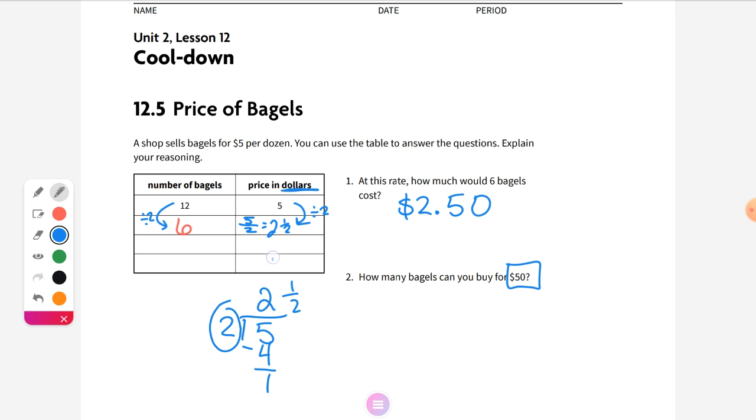So now we're talking about dollars. Can we easily build $2.50 up to 50? Not really. Can we build 5 up to 50? Yes. Times 10. What's 12 times 10? 120 bagels.